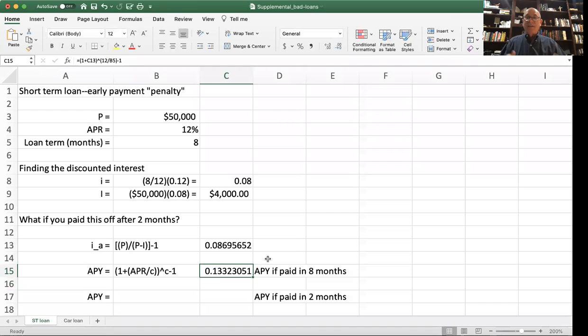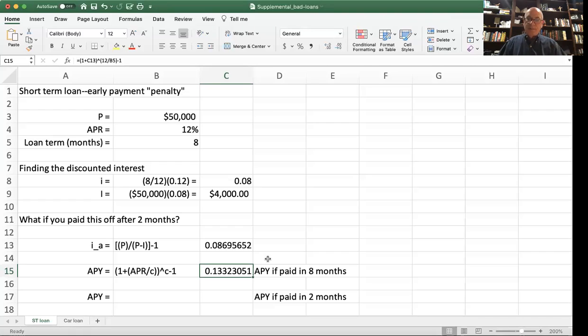So an effective annual rate for what we're paying here is 13.3%. That is as compared to the 12% APR that we maybe thought we were paying. We're really paying effectively 13.3% on an annual basis, even though it's not an annual loan. That's the equivalent on an annual basis.